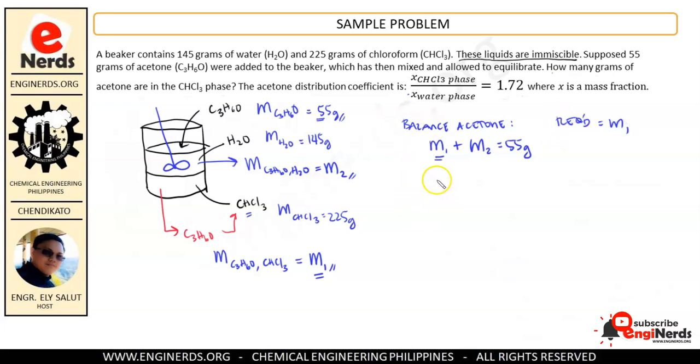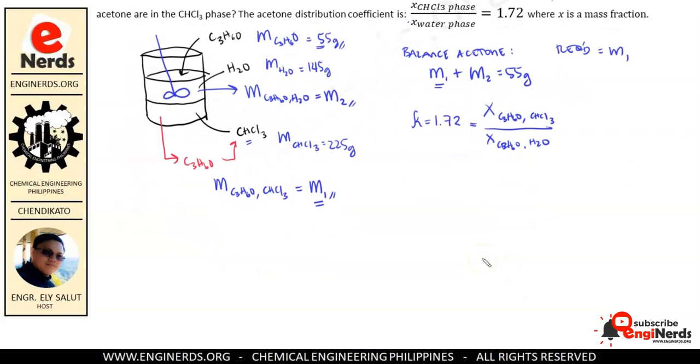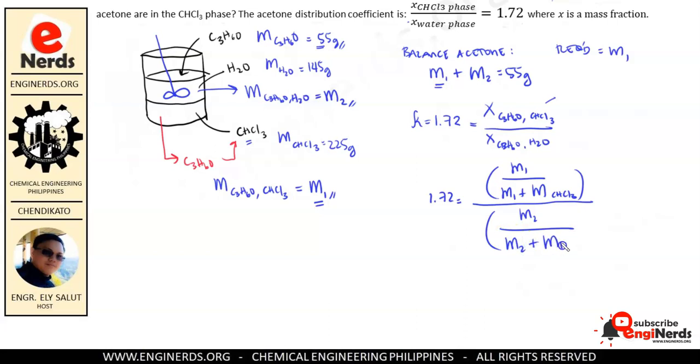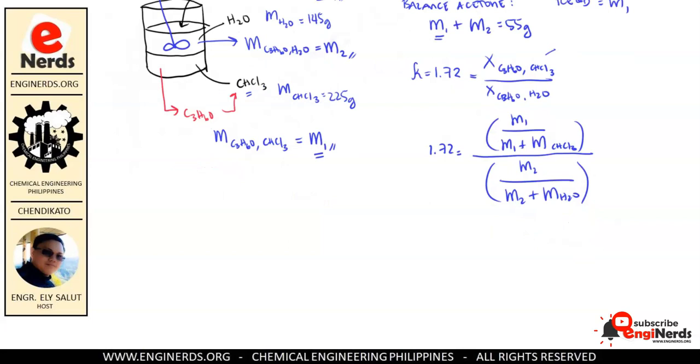Okay, now, given din yung ating distribution coefficient, which is equal to 1.72. And this is the mass fraction of our solute, which is yung acetone natin, in our chloroform over the mass fraction in water. Okay, so isulat natin yan in mass fraction, para ma-solve na natin siya. So we have here 1.72 is equal to yung mass fraction natin ng ating solute sa ating chloroform. We have here M1 over M1 plus yung mass ng chloroform over M2, ito yung sa water, over M2 plus mass ng water. And now, substitute natin tong weight ng water at saka yung weight ng chloroform because those are given values, no?